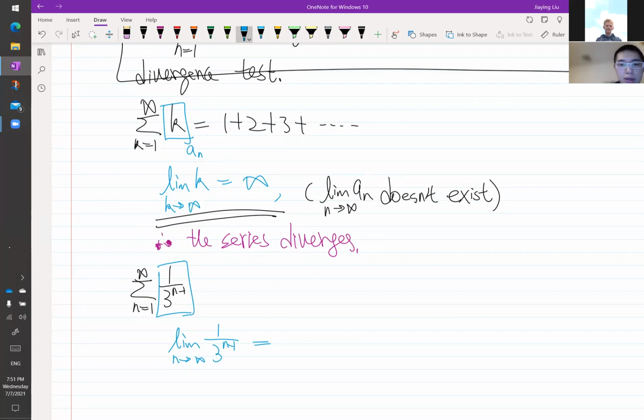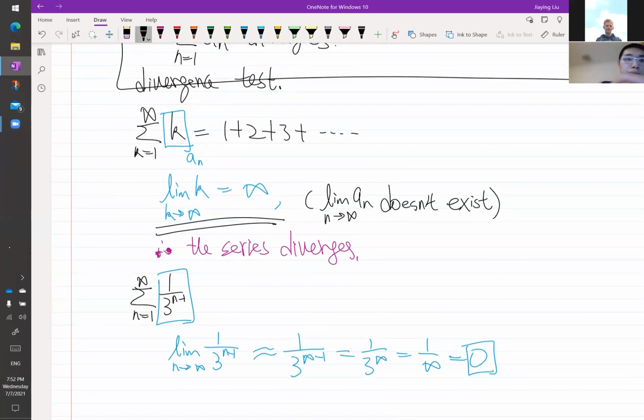Well, again, as n goes to infinity, that basically becomes 1 over 3 to the infinity minus 1. Infinity minus 1 is still infinity, right? 3 to the infinity is infinity. And 1 over infinity, we know that's approaching 0, right? So the limit of this a_n formula, the terms that we're adding, 1 over 3 to the n minus 1, as n goes to infinity, is going to go to 0, right?